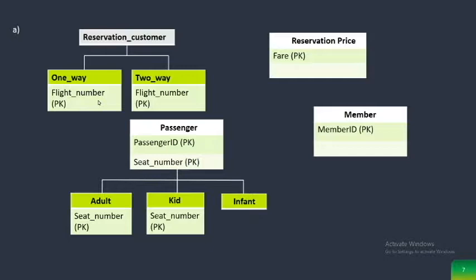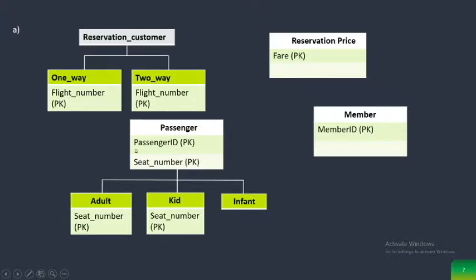Primary key is a unique one, which means that all customer numbers are different. So for the primary key, it will be flight number, because all flight numbers are different. Okay, the next entity is passenger.